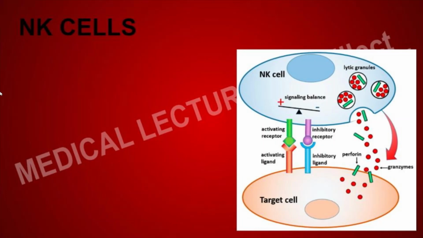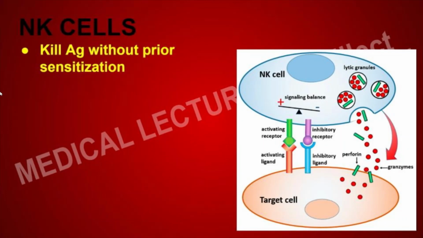Now what are these NK cells? They are a special type of cytotoxic lymphocytes, also called non-T or non-B lymphocytes. Certain characteristic features of their actions include that they kill the antigen without any prior sensitization and without the involvement of the major histocompatibility gene.